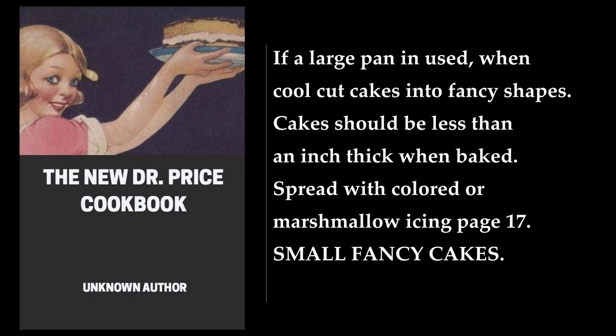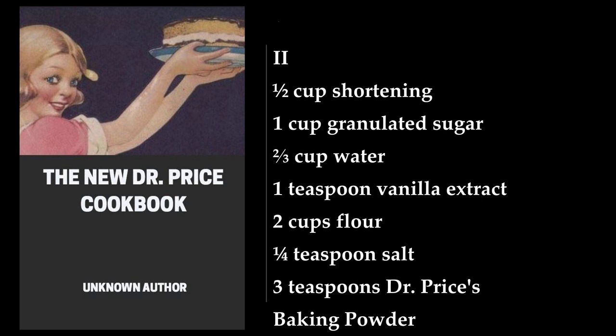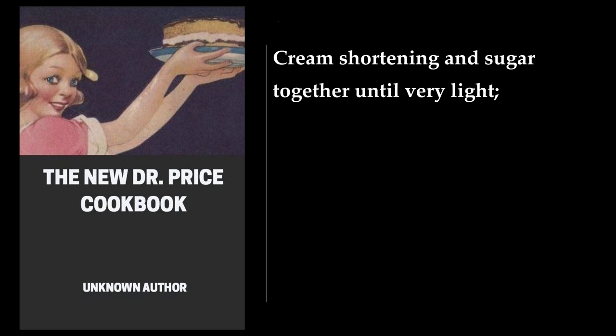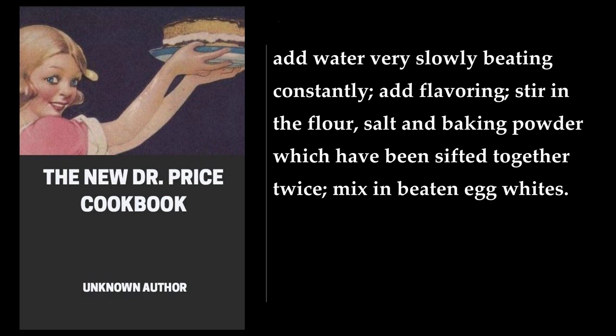Page 17. Small fancy cakes. 2. 1/2 a cup shortening. 1 cup granulated sugar. 2/3 cup water. 1 teaspoon vanilla extract. 2 cups flour. 1/4 teaspoon salt. 3 teaspoons Dr. Price's baking powder. Whites of 3 eggs. Cream shortening and sugar together until very light. Add water very slowly beating constantly, add flavoring, stir in the flour, salt and baking powder which have been sifted together twice, mix in beaten egg whites.